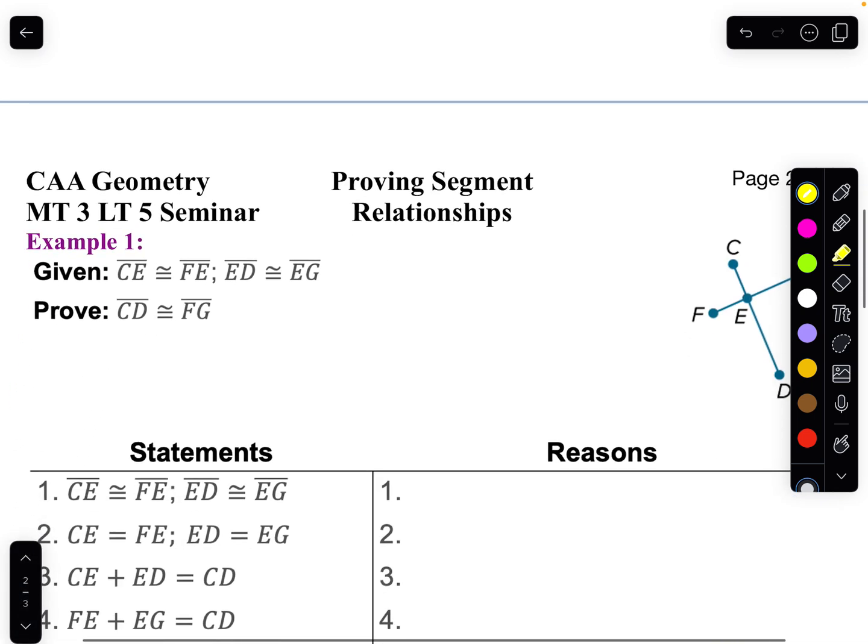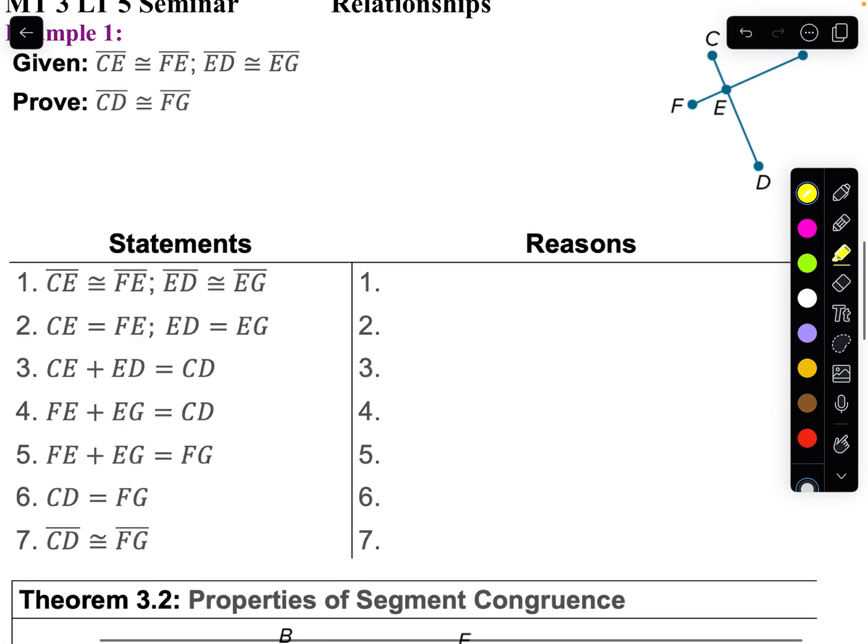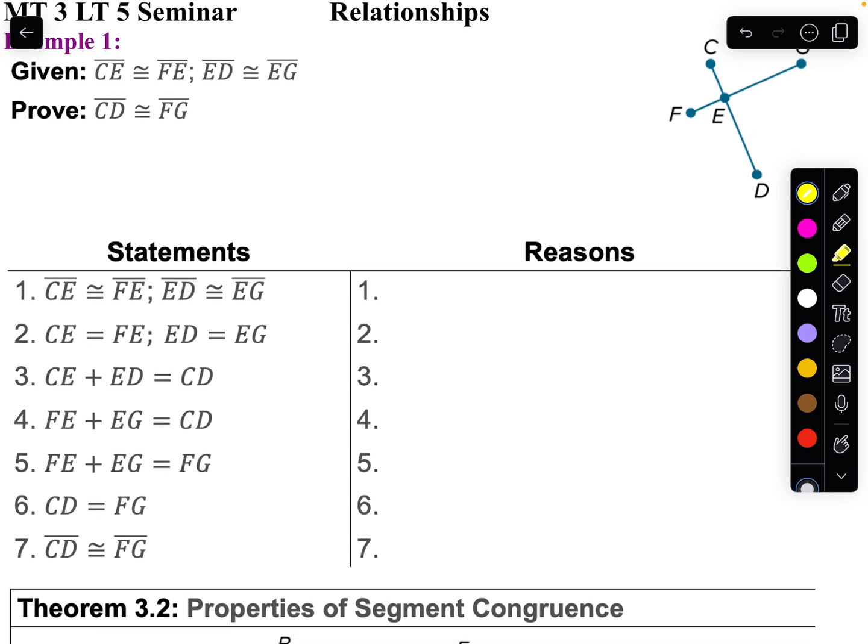Let's apply what we just learned to a proof. Notice I have 2 givens. I'm given CE is congruent to FE. I'm given that ED is congruent to EG. Put 2 tick marks on there. I suggest you do the same thing. So when I look at my proof, I know my first part is given.